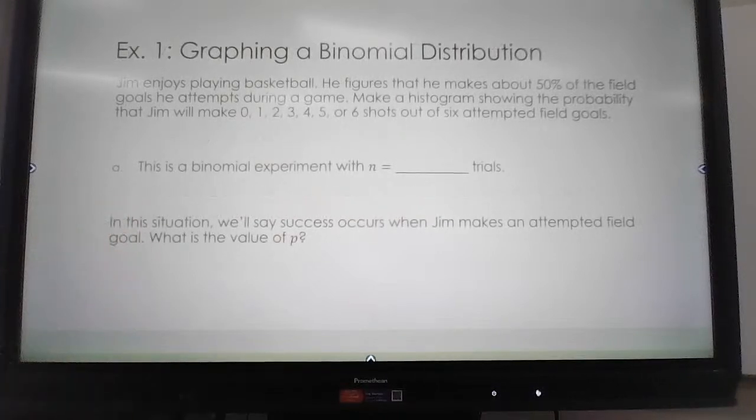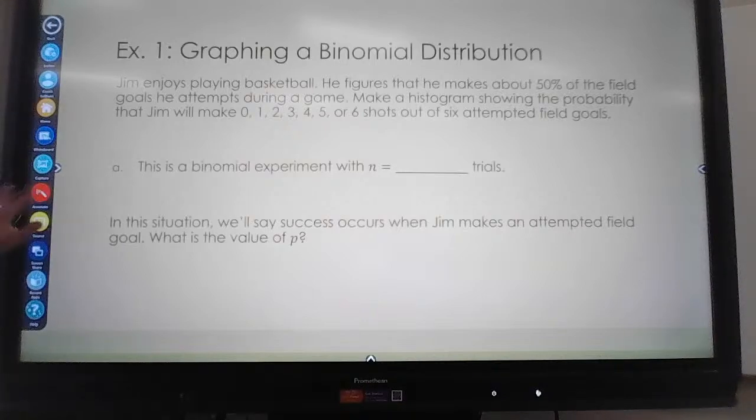So here's an example. Jim enjoys playing basketball. He figures that he makes about 50% of the field goals that he attempts during a game. Make a histogram showing the probability that Jim will make 0, 1, 2, 3, 4, 5, or 6 shots out of 6 attempted field goals.